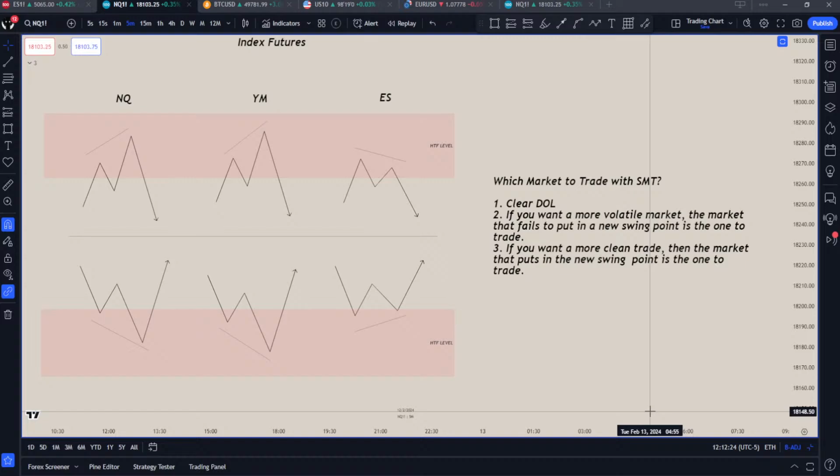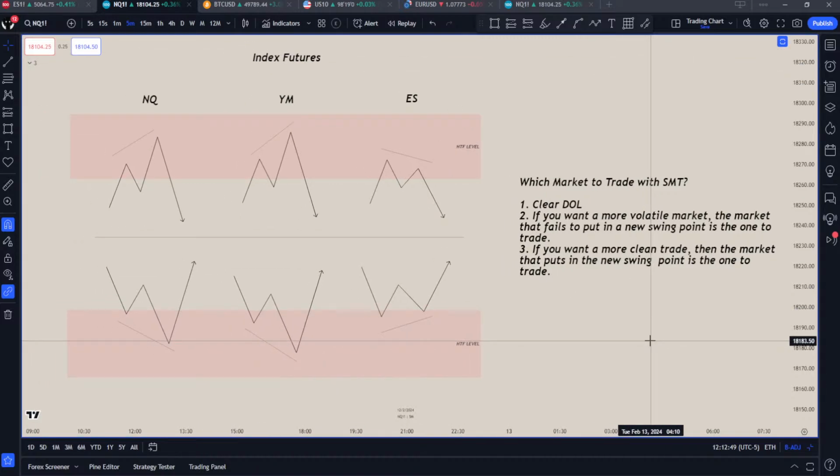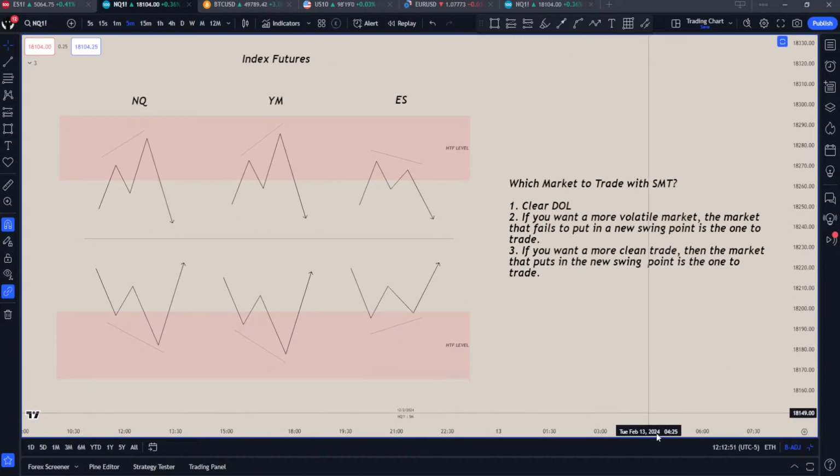Yeah, so right now, in terms of turtle soup entries, I don't really want to teach them just because personally I'm still studying them as well. But that's essentially how I would use SMT divergence in the markets, right? Let me screenshot this.